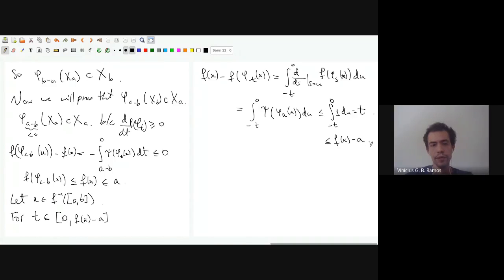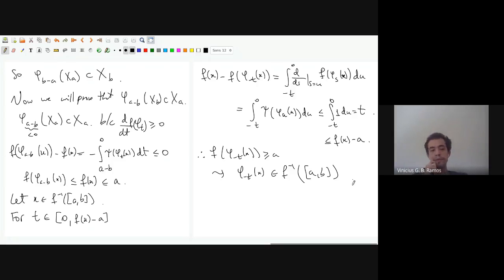So this implies that f of phi of minus t of x is greater than or equal to a. Okay, that's what I wanted. So what I'm saying is that if I start with something whose image is between a and b, and then I apply the flow at times minus t for t between 0 and the difference between the image of x and a, then I'm still in this interval. So that means that phi minus t of x is still in the pre-image of AB.